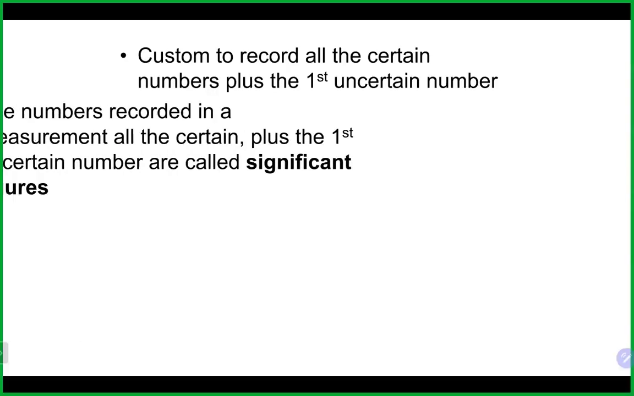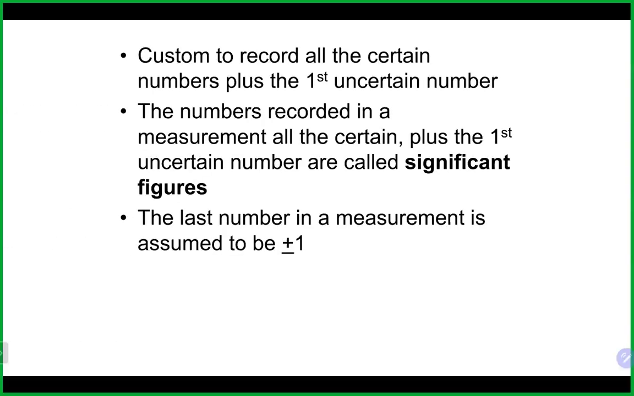All right. So as I mentioned a second ago, the reason we record all the certain numbers plus that first uncertain digit is that's essentially what significant figures are. Significant figures, as you could probably guess from what we were talking about here, come from measurements.